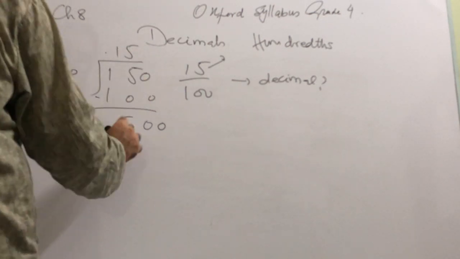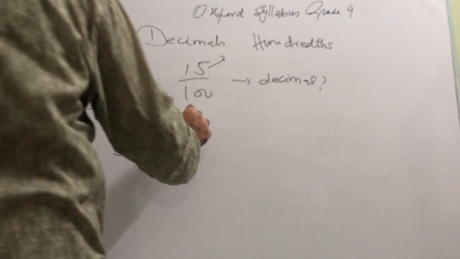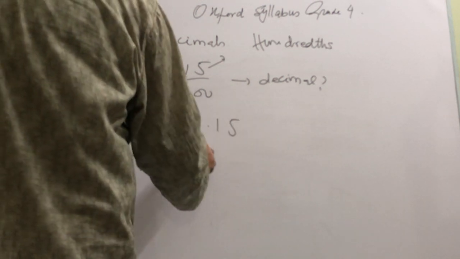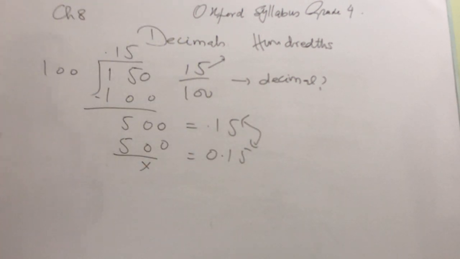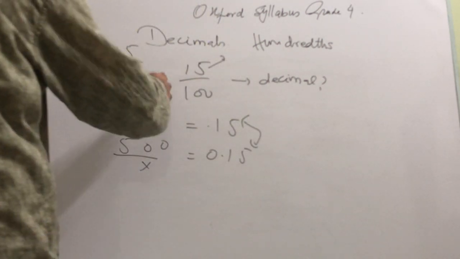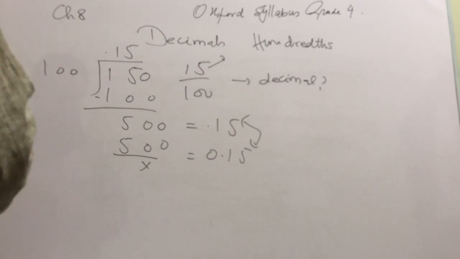100 fives are 500. So 0.15 is the answer. If we write it like .15, both are the same, no difference. Okay, so remember that 0.15 and .15 both are the same. So this is how we convert 15 over 100 into decimal.